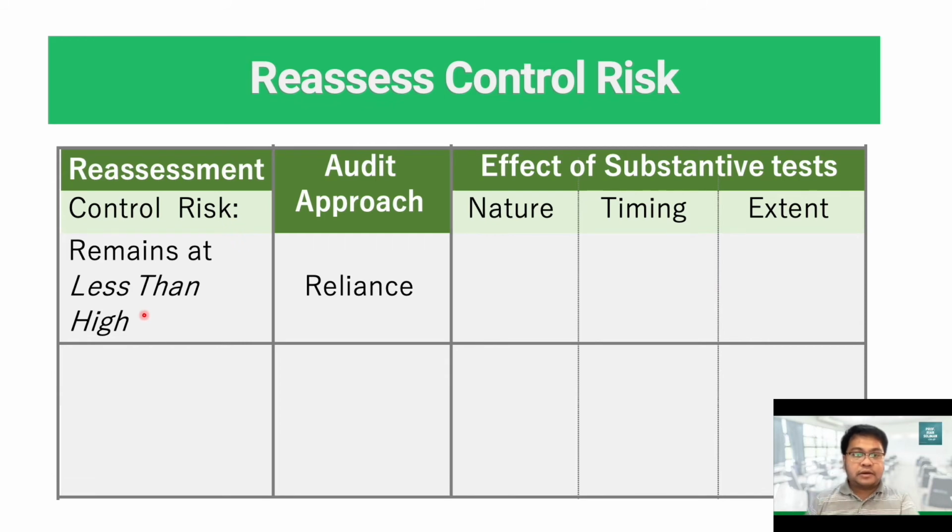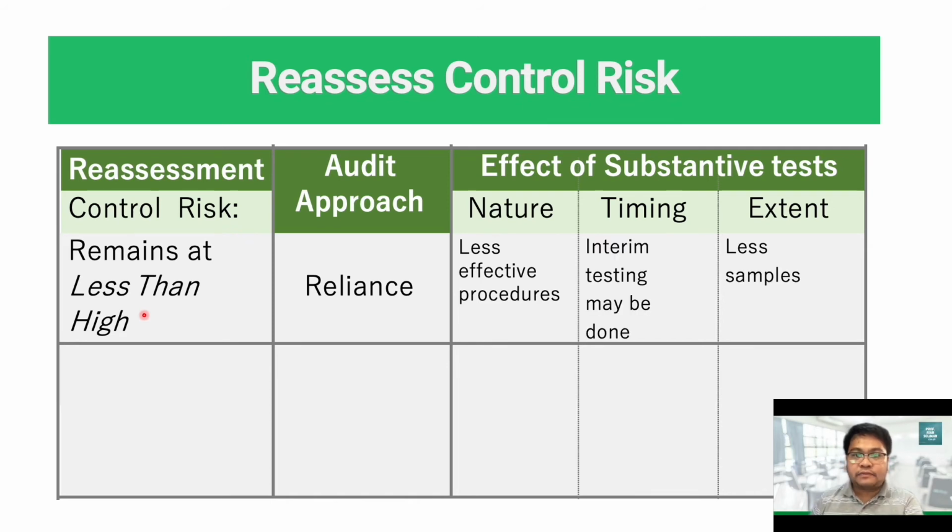The effect on our audit procedures would be that we can use less effective procedures. For example, we can use substantive analytical procedures compared to test of details. As to timing, we can use interim testing instead of year-end testing. And for extent, we can use fewer samples compared to more samples. So this will be the effect of the reliance on internal control. Because we expect that good or effective internal control will result in less material misstatement, we will also reduce the amount of substantive procedures that we will perform on that area.